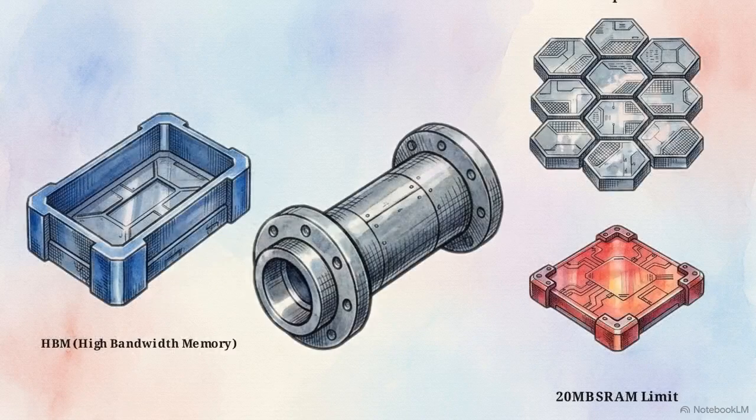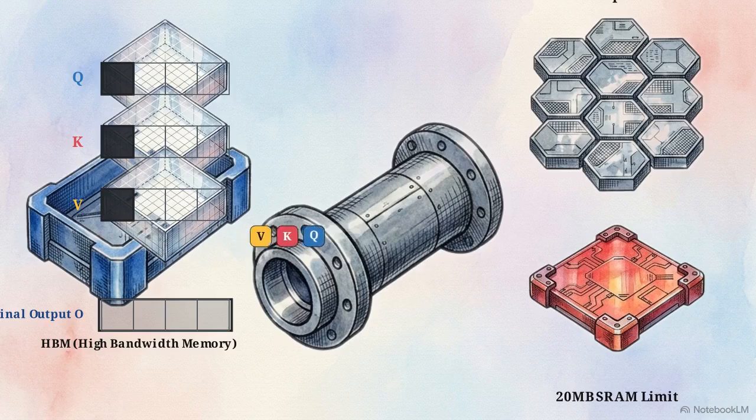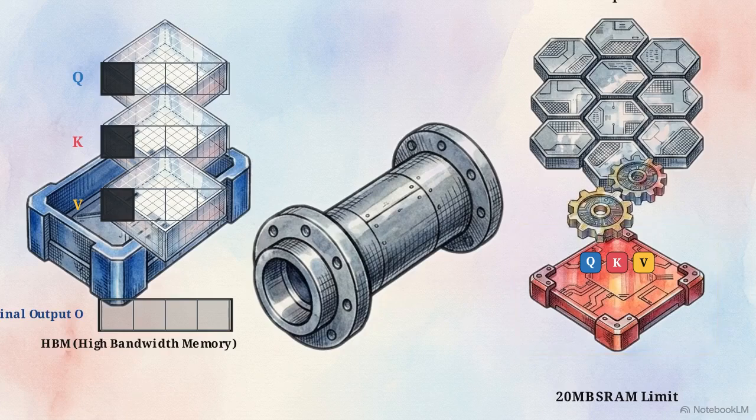This diagram illustrates FlashAttention's first structural shift, tiling. Instead of processing the massive query, key, and value matrices whole, the algorithm slices them into specific subblocks. These blocks are sized with precision to ensure they fit entirely within the GPU's strict 20 megabyte SRAM limit.